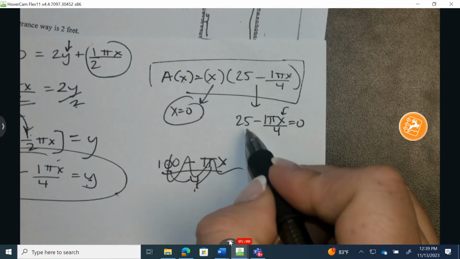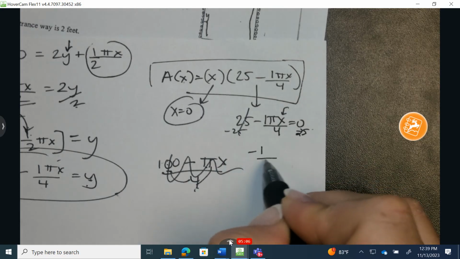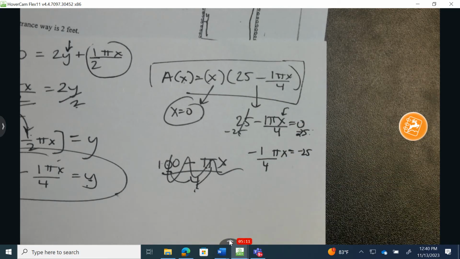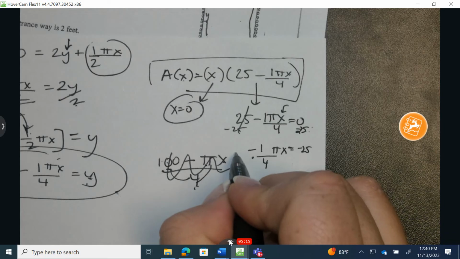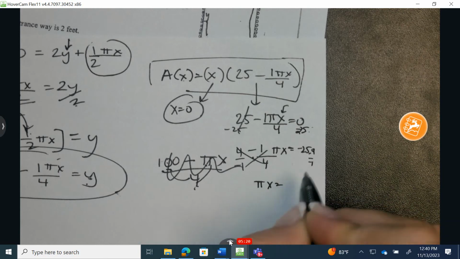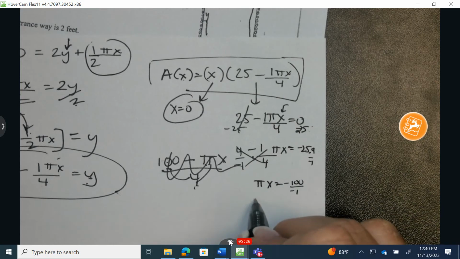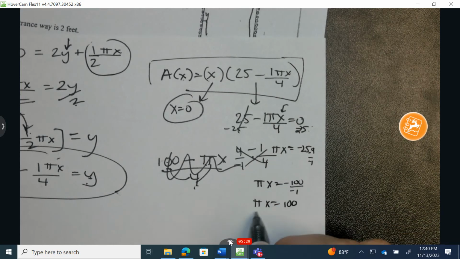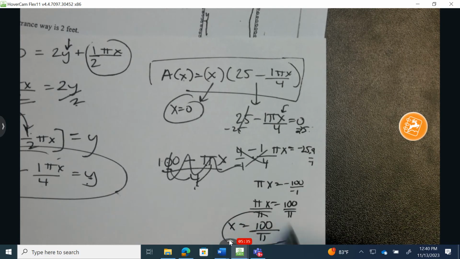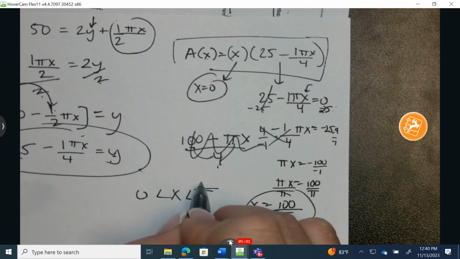To isolate the x, I'm going to start by subtracting 25 from both the left and the right. And I have negative 1/4 pi x. 0 minus 25 is a negative 25. Now, to remove the fraction, I'm going to multiply by the reciprocal. So 4 over negative 1 times 4 over negative 1. I get pi x equals negative 25 times 4 is negative 100 over negative 1. So pi x equals positive 100. Two negatives make a positive. And then I divide by pi. So I have 100 over pi. So the domain needs to be greater than 0 but less than 100 over pi.